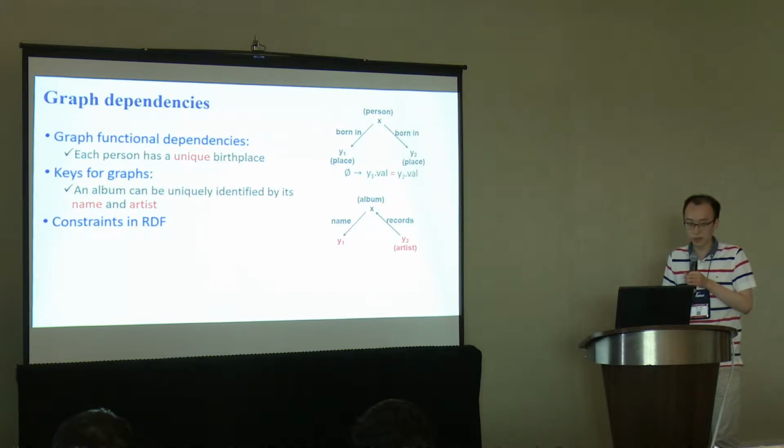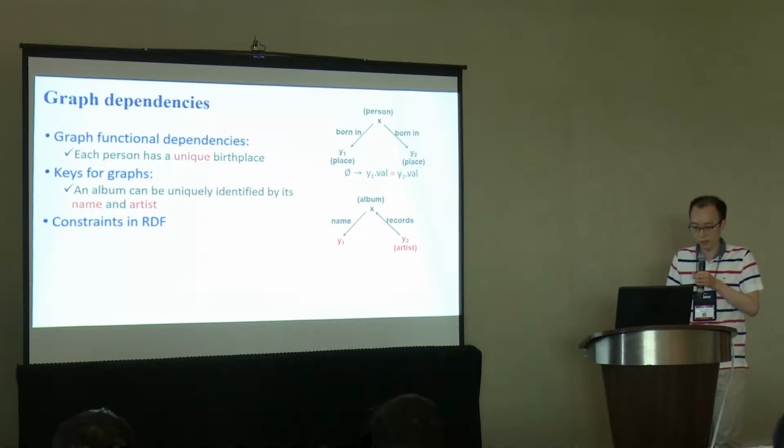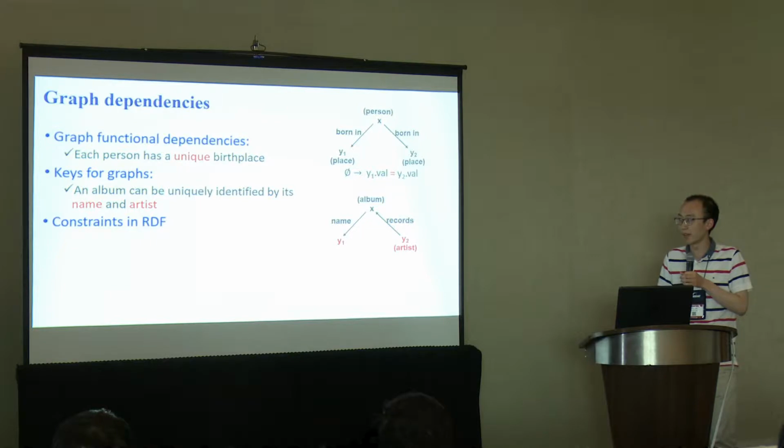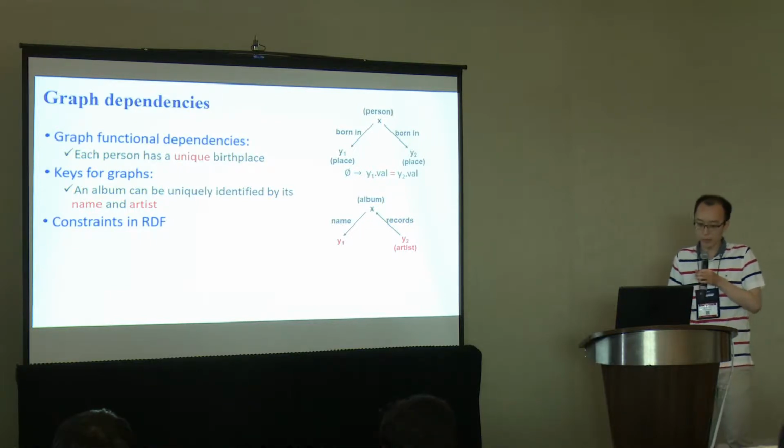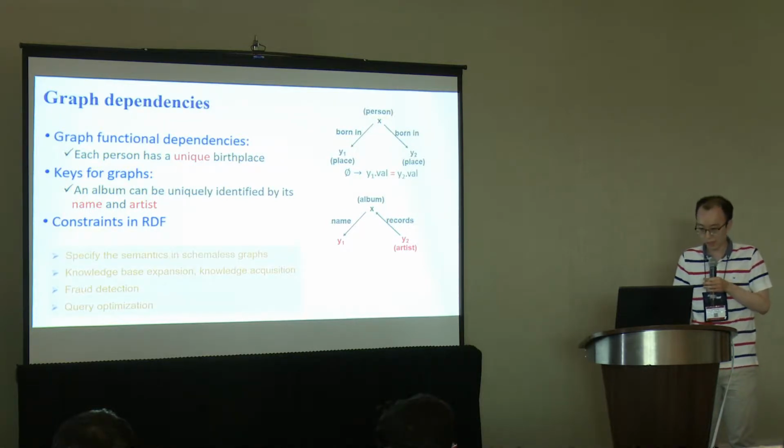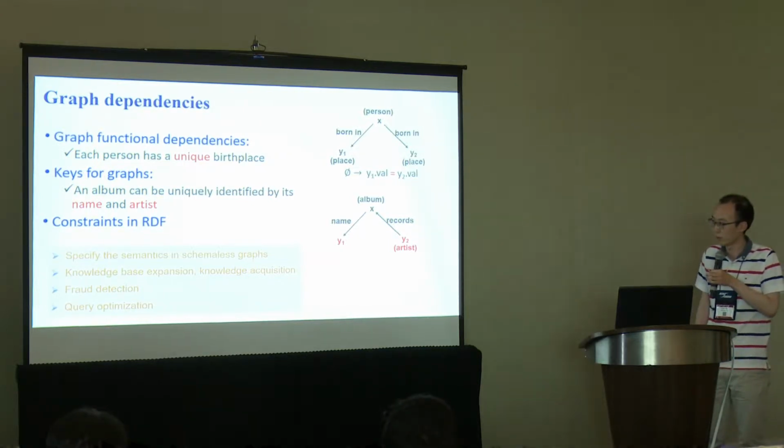In addition, relational keys are also extended to graphs to identify vertices that refer to the same real-world entity, like albums can be identified by their names and recording artists. There are also some constraints proposed for RDF data in similar ways, which aim to capture inconsistencies among entities. In general, all these dependencies specify the semantics in schemaless graphs and are useful in knowledge-base enrichment, fraud detection, and conventional query optimization.